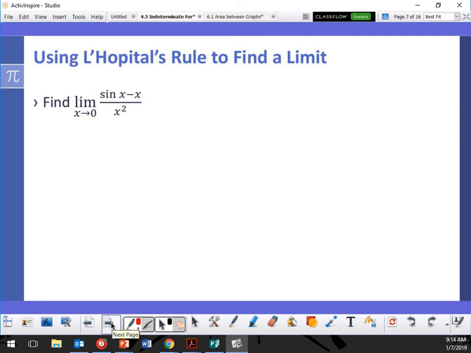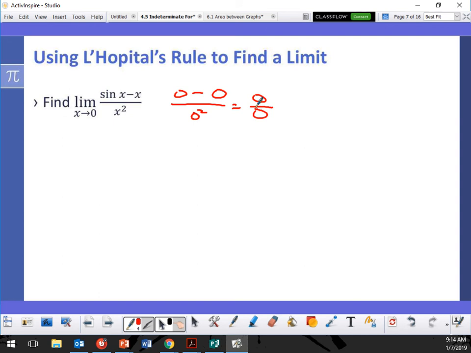All right, so this one right here. So sine at 0 is 0. It's the y value at 0, right? So it's 0 minus 0 over 0 squared. So that's 0 over 0, right? Okay, so there's my indeterminate. Are we okay? And so now let's take the derivative.